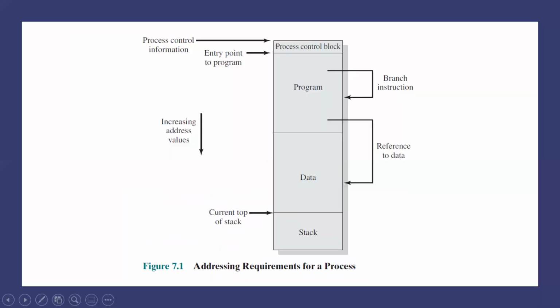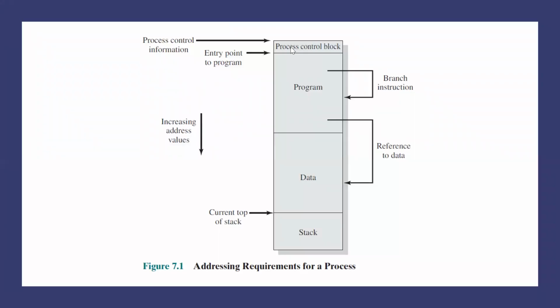And these facts raise some technical concerns related to addressing, as what we have here in Figure 7.1, addressing requirements for a process. The figure depicts a process image. For simplicity, let us assume that the process image occupies a contiguous region of main memory. Clearly, the operating system will need to know the location of process control information and of the execution stack, as well as the entry point to begin execution of the program for this process.